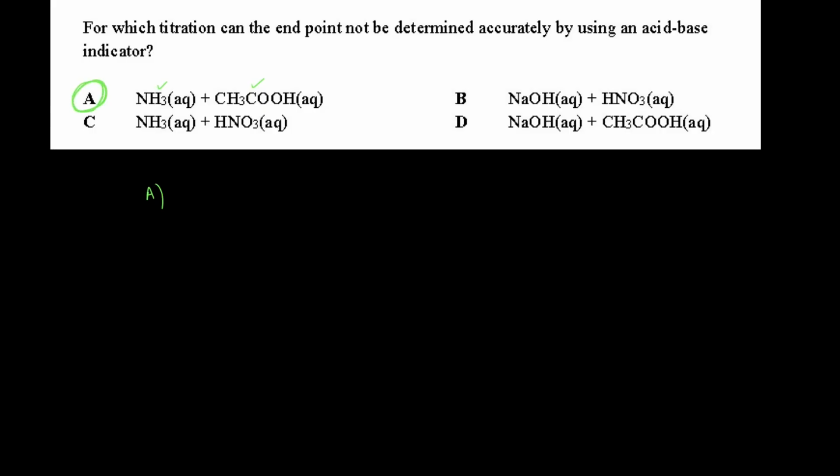If we look at option B, we have a strong base and strong acid, so this is not. And in option C we have weak base and strong acid, so this is also not an option. And option D, we have a strong base and weak acid, this is also not an option. So the correct option is option A.